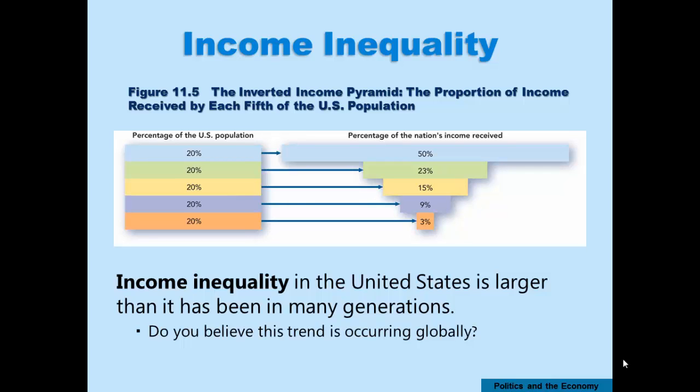dollars in the United States compared to the percentage of population. But you can see here that the top 20% of the United States population have about half of the nation's income. The bottom 20%, an equal number at the bottom of the social ladder, has only 3% of the nation's income. So there's quite a bit of income disparity in the United States right now.